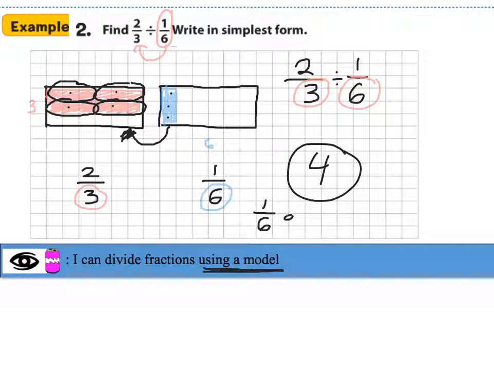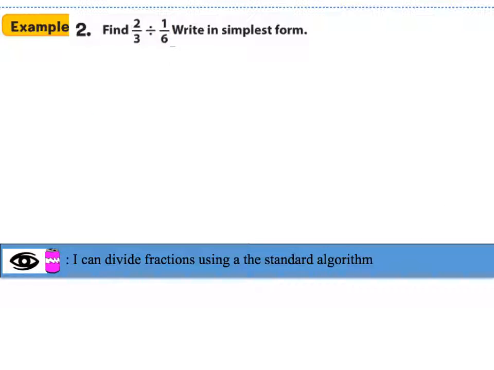So 1/6 goes into 2/3 4 times. So here's another example too.